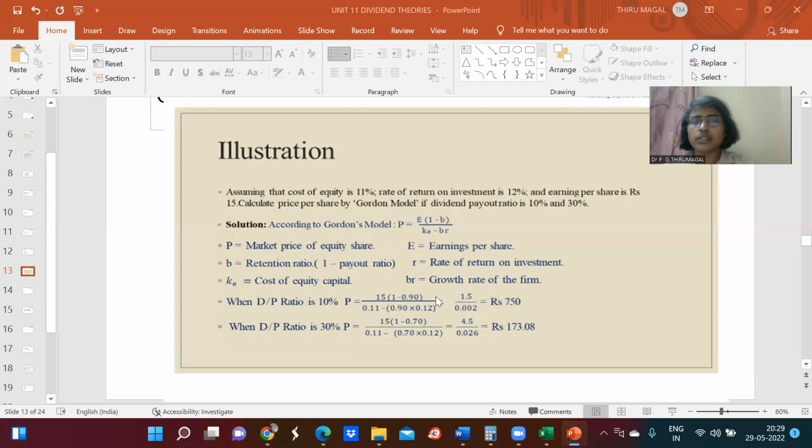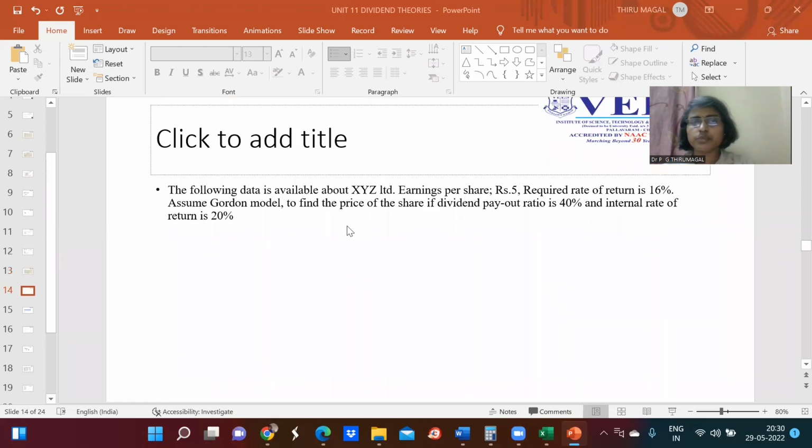So that is why, since it is a growth firm, the company should follow an optimum payout ratio of 0% so that the share price will get the maximum value. So that is what is proved here. So again, the relevance theory is proved here. Dividend decision has an impact on the share price of the company. So next we'll see this problem.